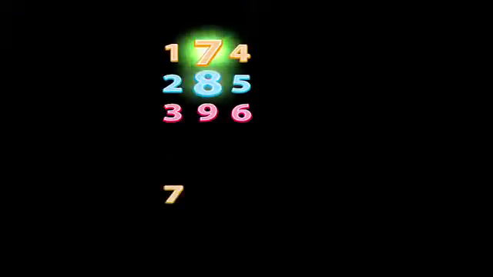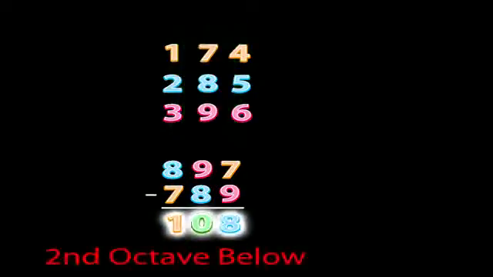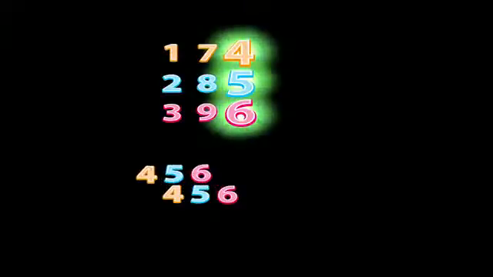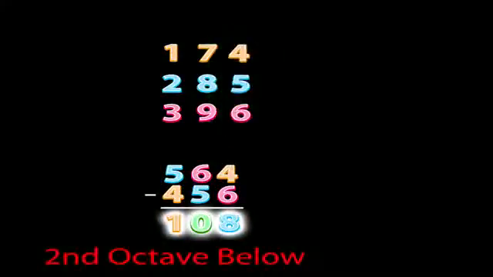Going down the center the same way, 789, I subtract that from its shifted pair of 897, which gives me another 108, or 2 octaves below. And one more time going down the far right, we got the 4, 5, and the 6. Subtract that from its shifted pair of 564, and we get another 108.